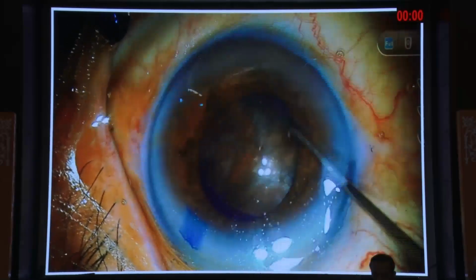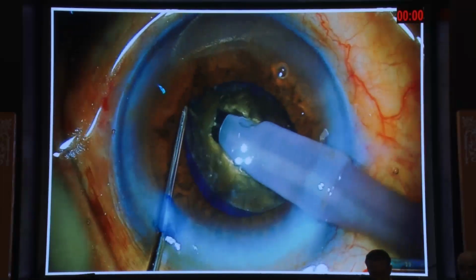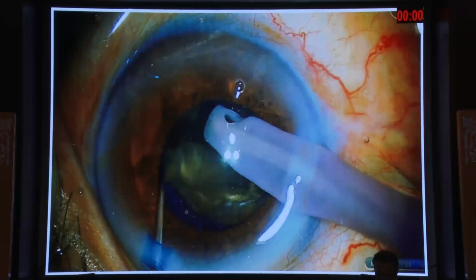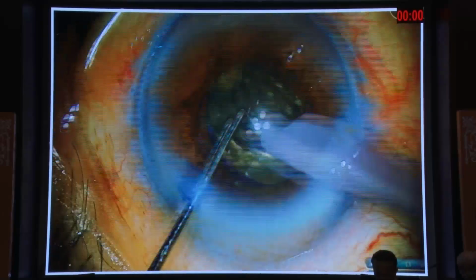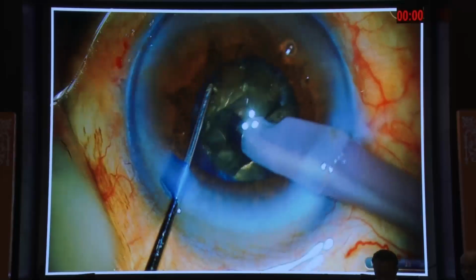It is not adding any strength to the back. So always make sure. Now you can see when I started rotating, there was a lot of movement of the back. So I know that this is going to require further support. So first, I cracked the nucleus completely. I am trying to do bimanual rotation here, which is very important.